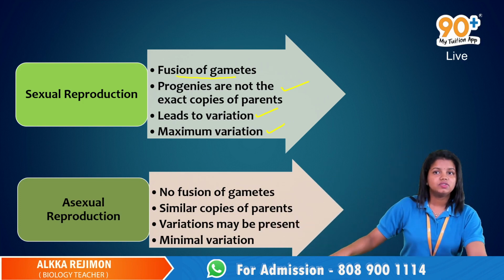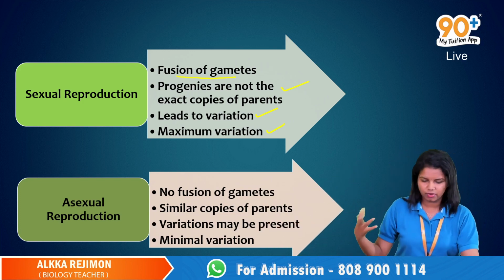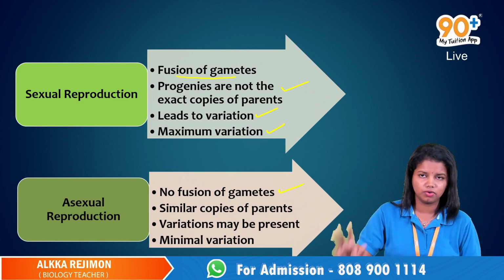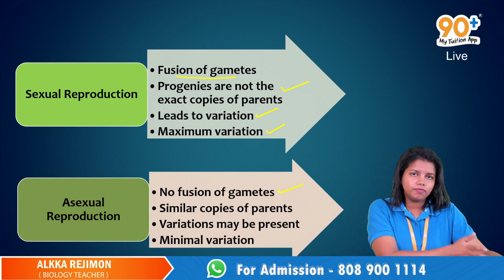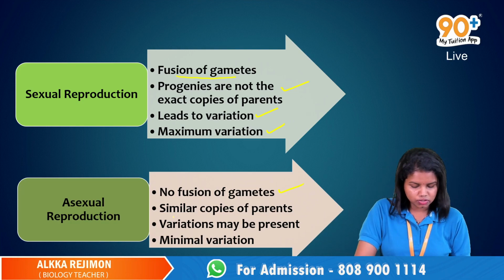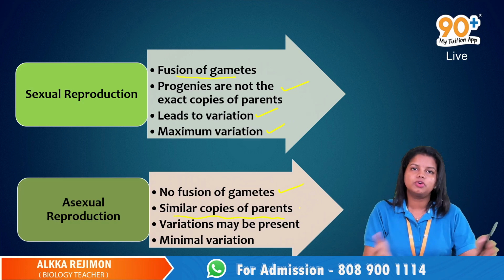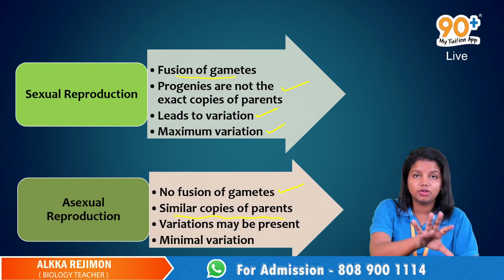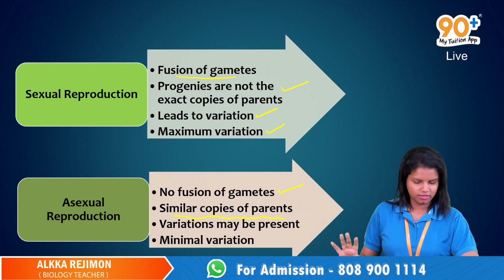While asexual is completely opposite of this, where you can see no fusion of gametes at all because there is only one parent. The parent makes a copy of itself. That's all. So a similar copy of the parent is produced as the offspring. The offspring will not have any particular variations in the body. It will be just similar to the parent.